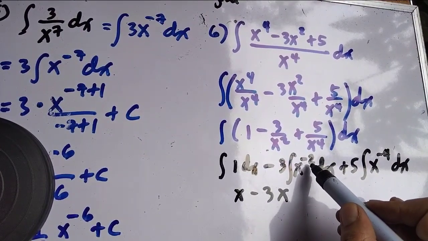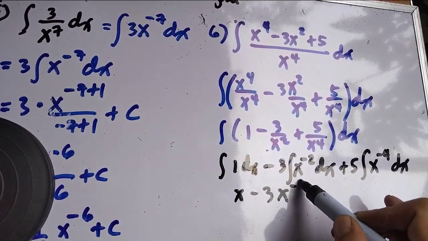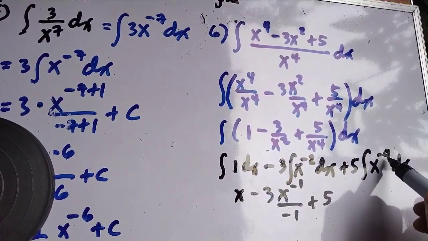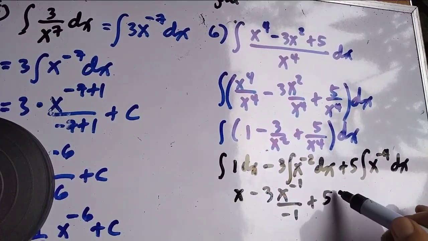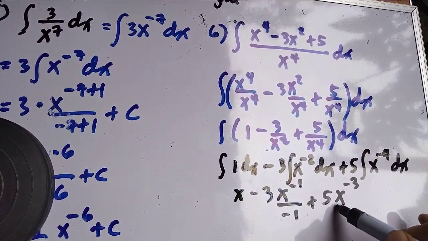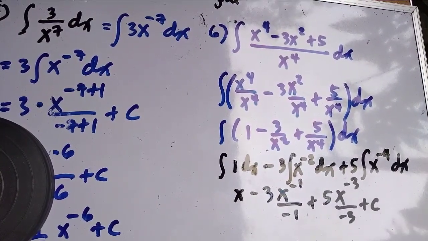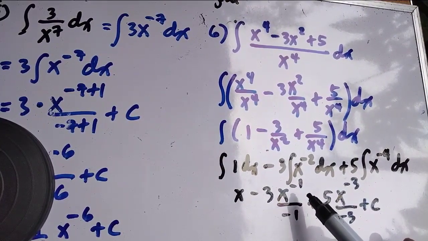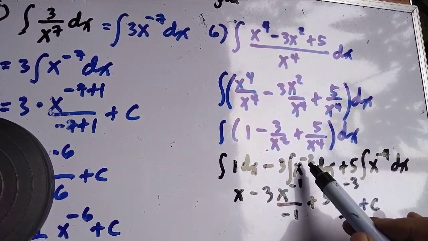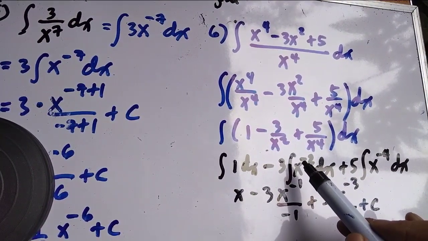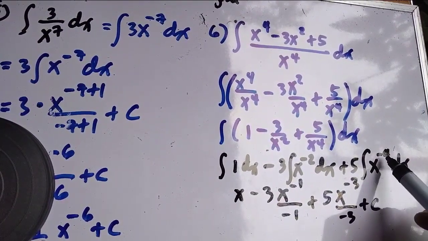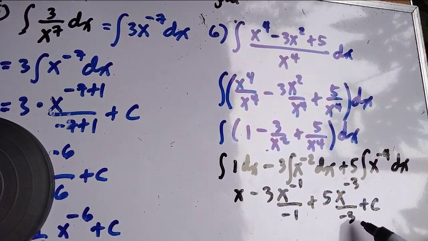Minus 3x. What is negative 2 plus 1? Negative 1 over negative 1. Plus 5. What is negative 4 plus 1? So, x to the negative 3 over negative 3 plus c. No? Again, nganong negative 1 man siya, ato nang gidiretso by assuming that we are already familiar with the power rule. Negative 2 man yung exponent diri, di ba? Mag plus 1 man ta. So, negative 2 plus 1 is negative 1. So, copy ka og negative 1 sa ubos. Negative 4 plus 1 is negative 3. So, negative 3 po yung ubos.